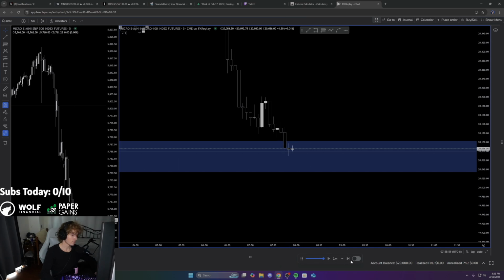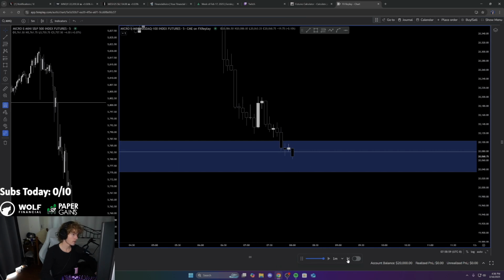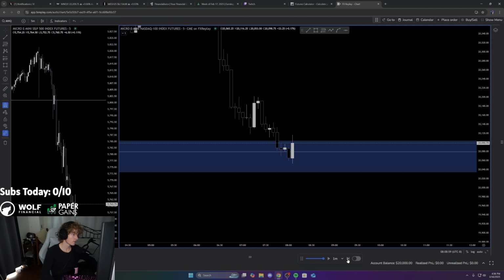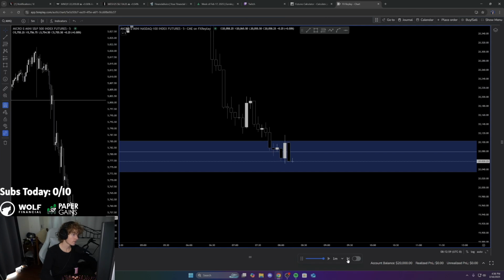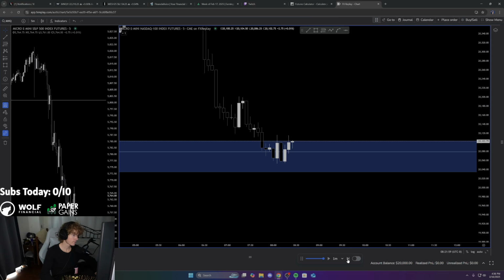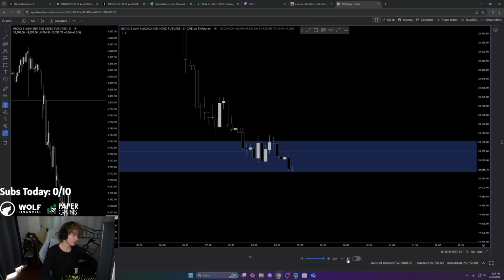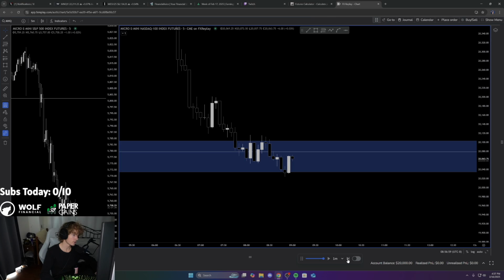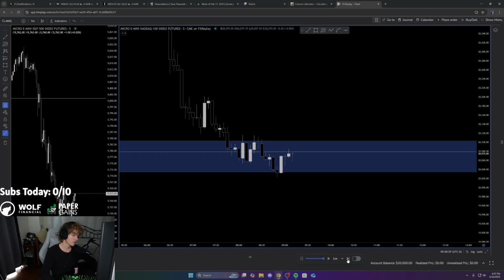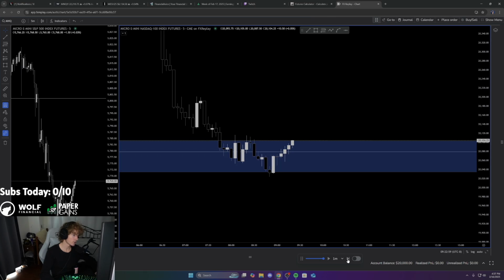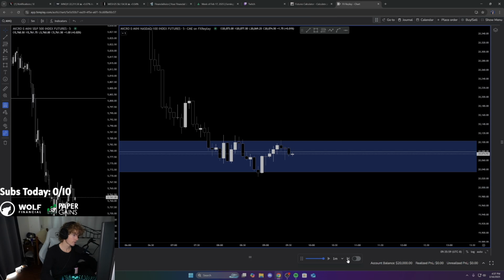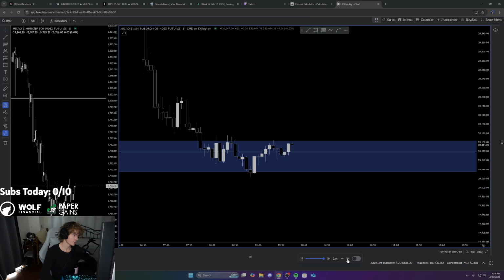See if we invert this. Nope. And then it's going to be getting into lunch here, so that would be a no trade zone. Would not be trading through lunch. Generally accumulation.